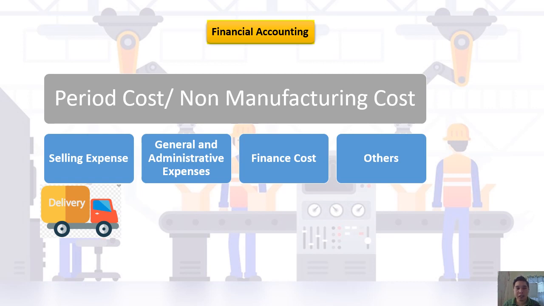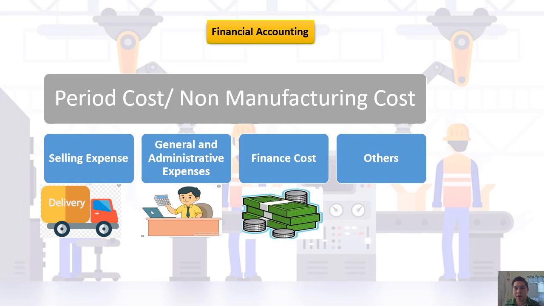So under general and administrative expenses, ito naman po yung example natin dyan, yung salary ng ating accountants, administrative person, or kaya naman depreciation ng office equipment, and so on and so forth. So another cost na ma-encounter natin under period cost is the finance cost. Example niyan is yung mga interest expenses and the bank charges by the bank.